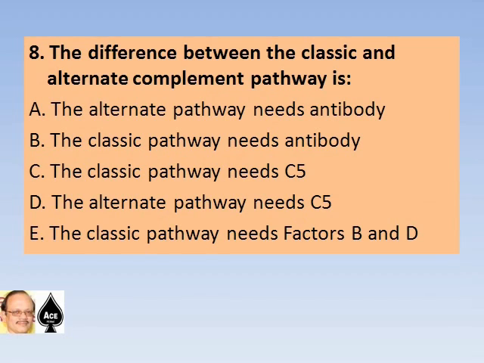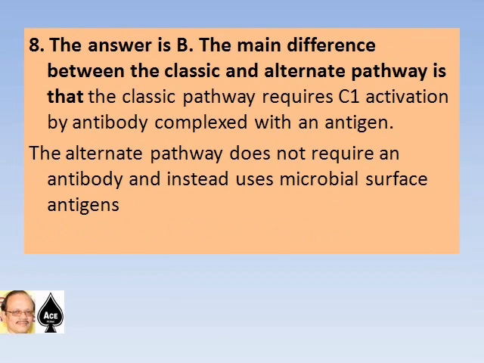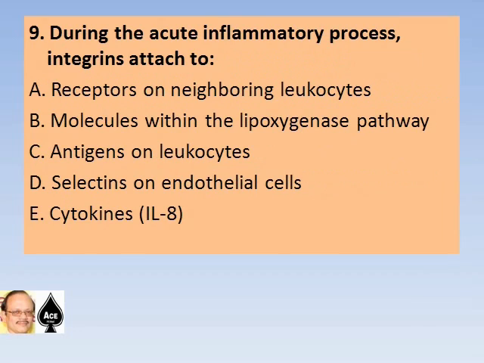The eighth question: the difference between the classic and alternate complement pathway is: option A, alternate pathway needs antibody; option B, classic pathway needs antibody; C, the classic pathway needs C5; option D, alternate pathway needs C5; option E, the classic pathway needs factor B and D. Which option is right? The answer is B. The main difference between the classic and alternate pathway is that the classic pathway requires C1 activation by antibody complex with antigen. Alternate pathway does not require an antibody, instead uses microbial surface antigen.